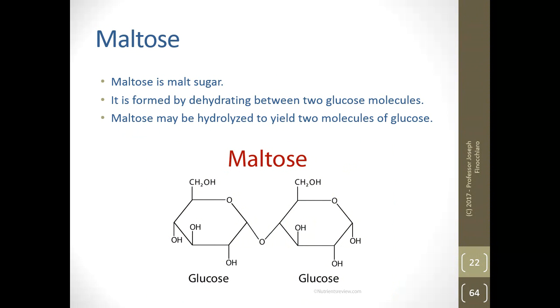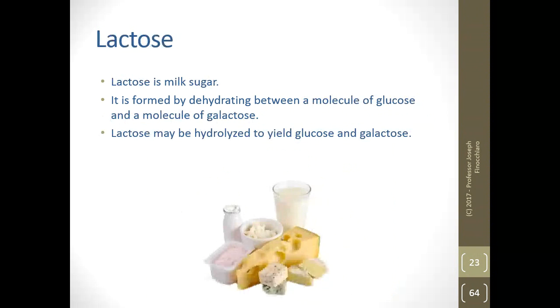Maltose is malt sugar. It is formed by dehydrating between two glucose molecules. Maltose may be hydrolyzed to yield 2 molecules of glucose. And lactose is milk sugar, formed by dehydrating between a molecule of glucose and a molecule of galactose. Lactose may be hydrolyzed to yield glucose and galactose.